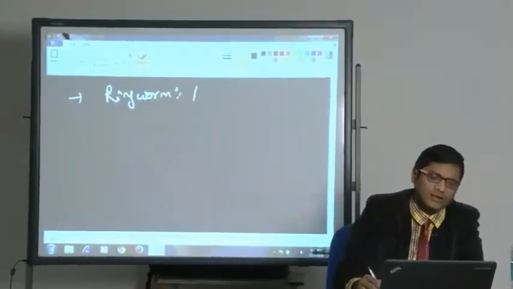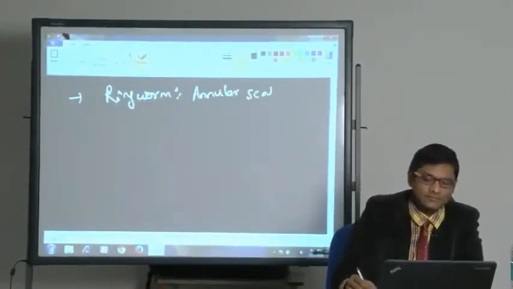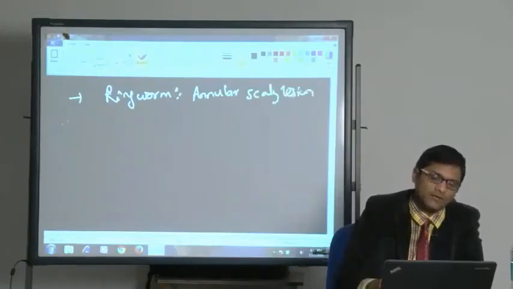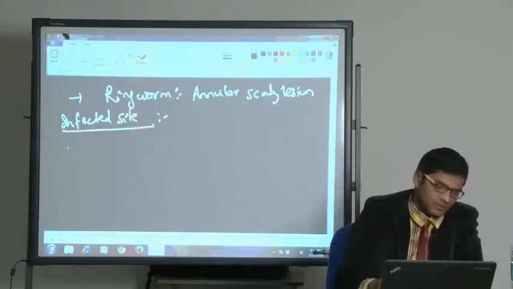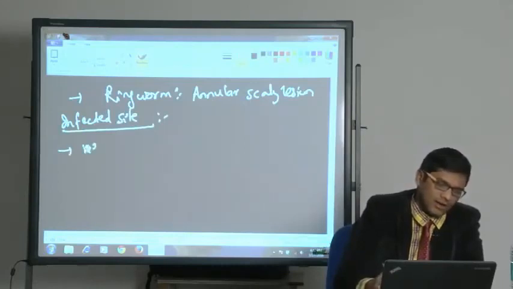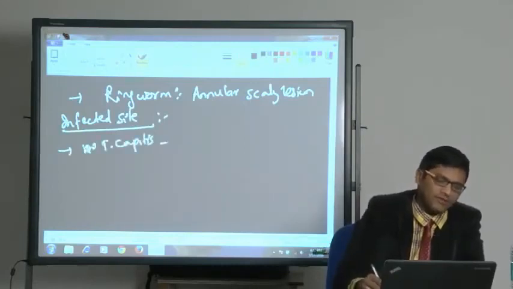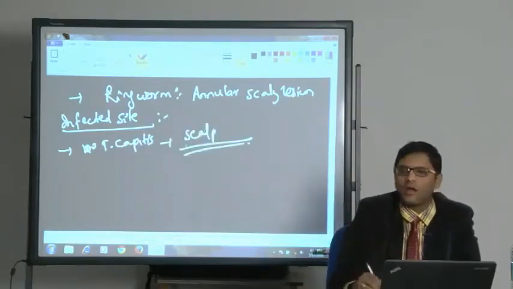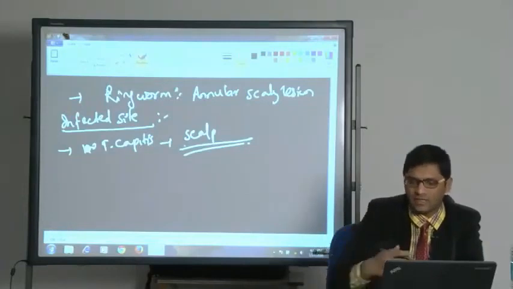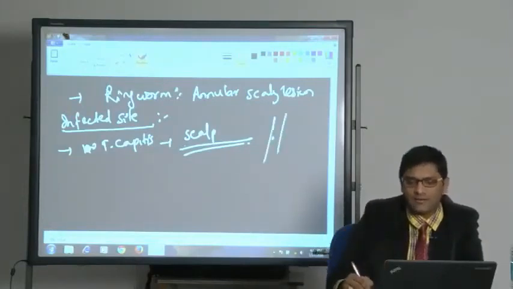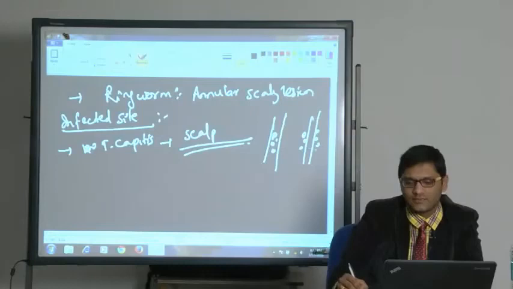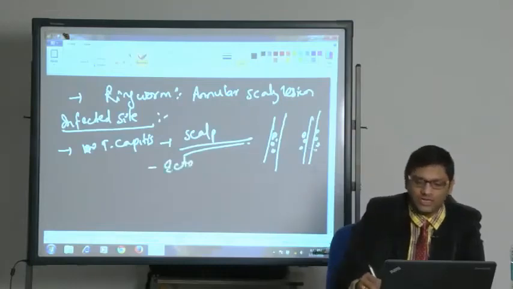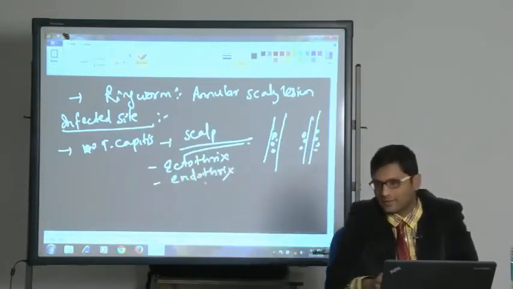Otherwise, they are annular, scaly lesions, and depending upon the infected site, various names are given. Like Tinea capitis, the involvement of the scalp. Tinea capitis has various varieties, depending on whether spores are produced inside or outside the hair shaft. Accordingly, it is called endothrix and ectothrix. Both are varieties of Tinea capitis.